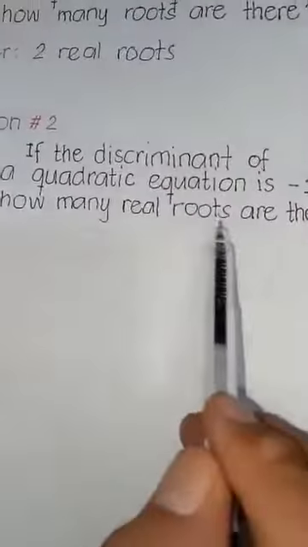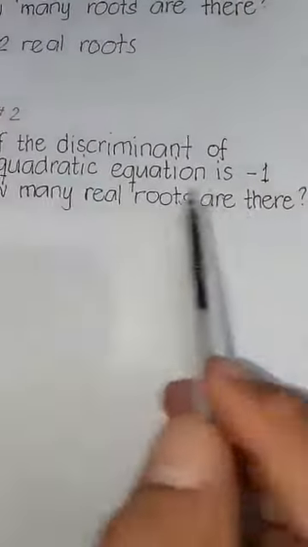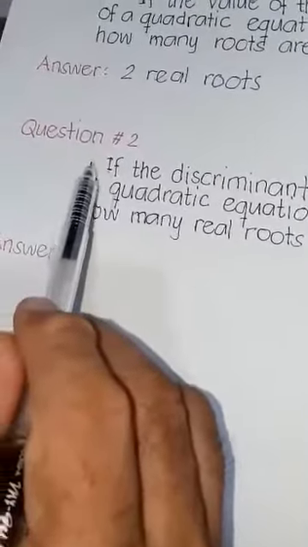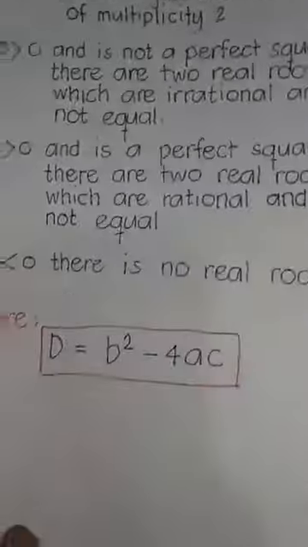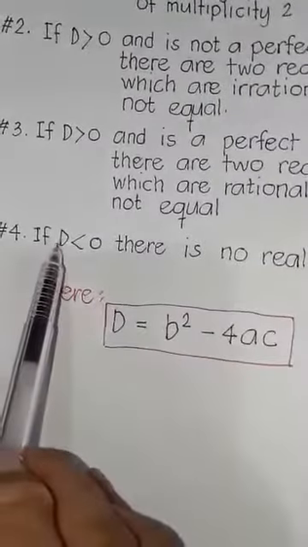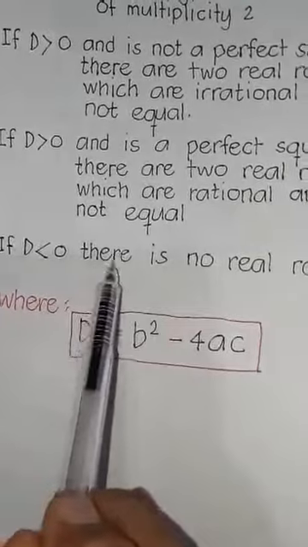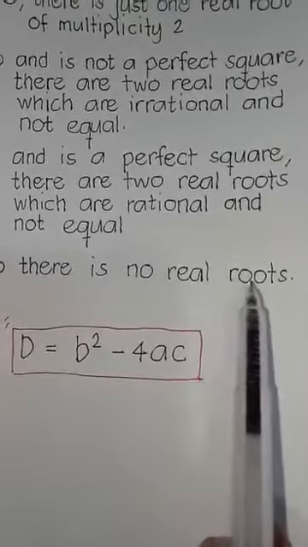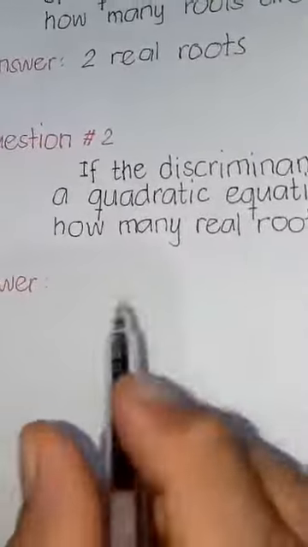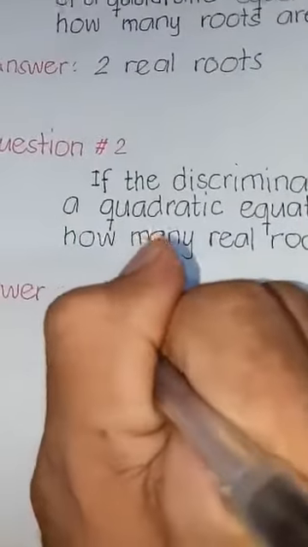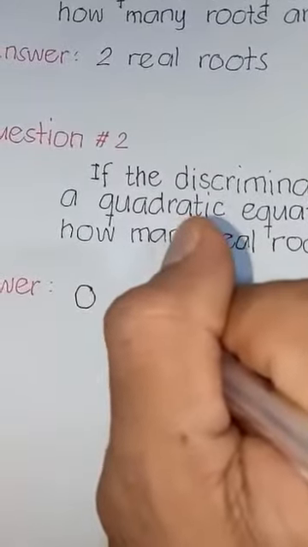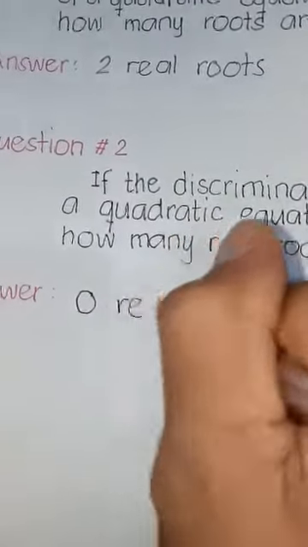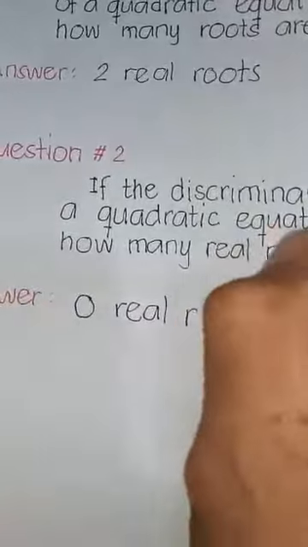Okay, so for question number 2: if the discriminant of a quadratic equation is negative 1, how many real roots are there? Again, this question number 2 falls on definite rule number 4. If discriminant d is less than 0, there is no real root. So what we are going to write is 0. There are 0 real roots.